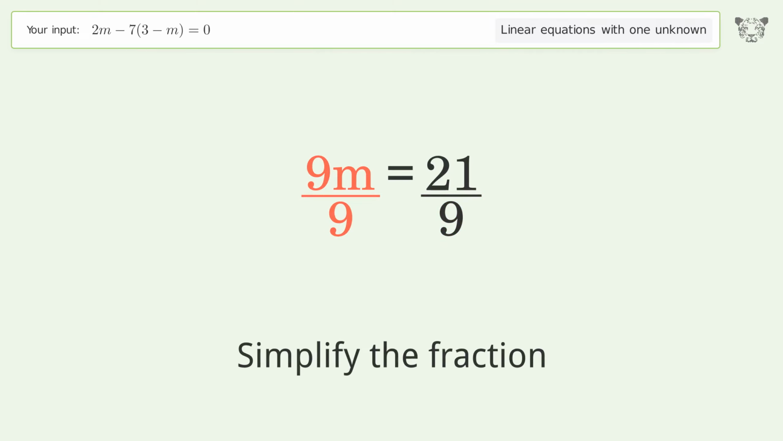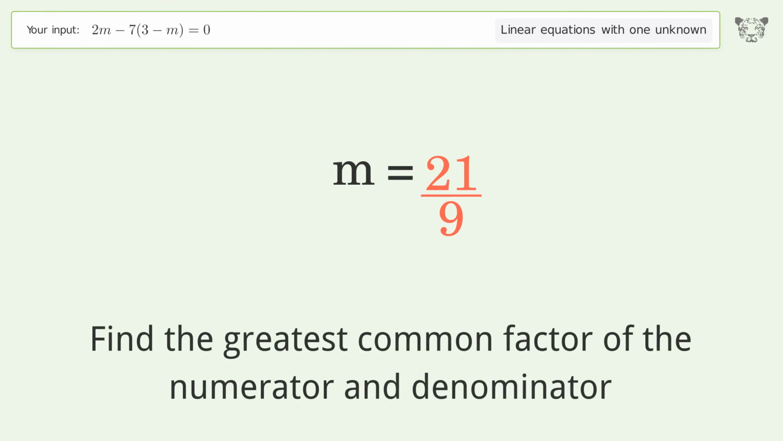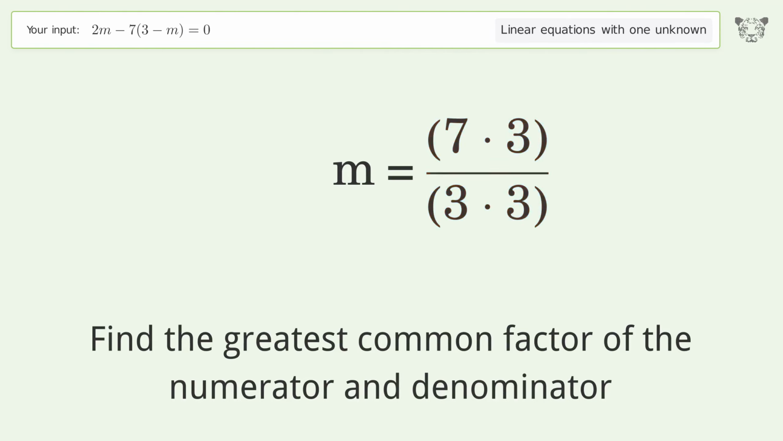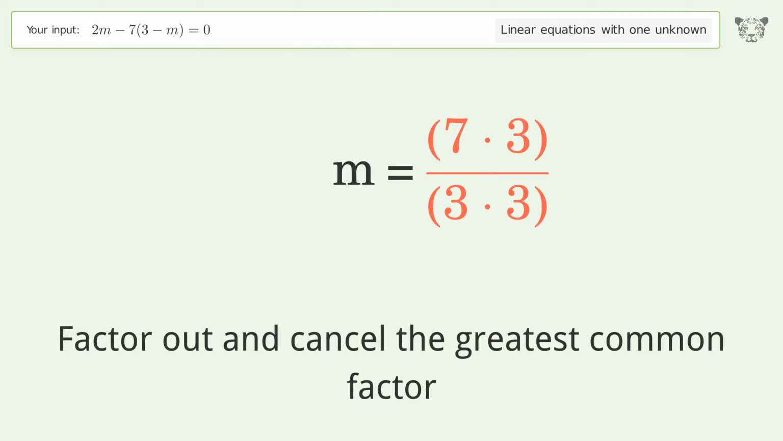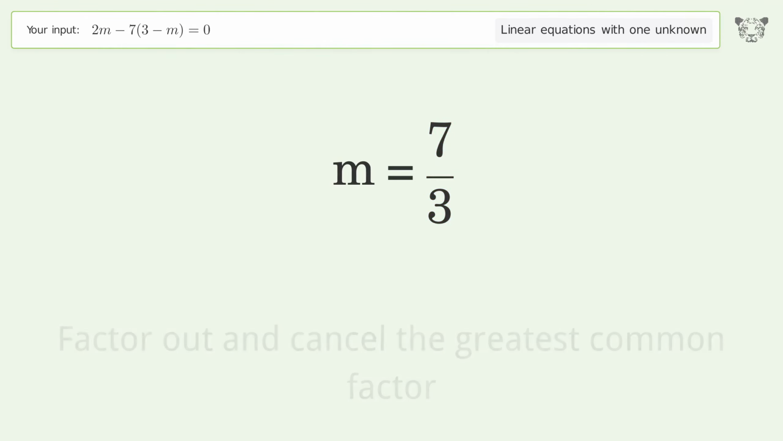Simplify the fraction. Find the greatest common factor of the numerator and denominator. Factor out and cancel the greatest common factor. And so the final result is m equals 7/3.